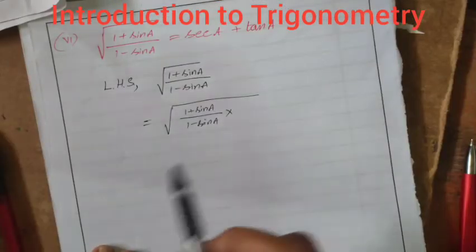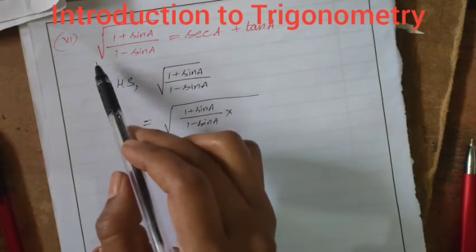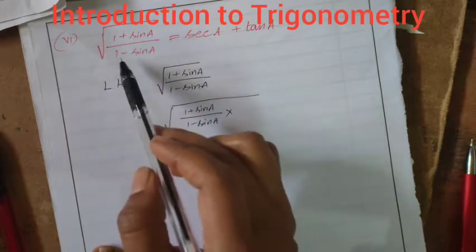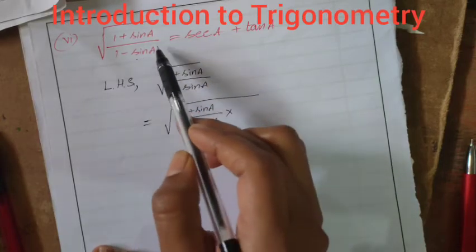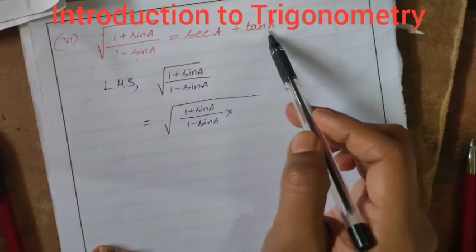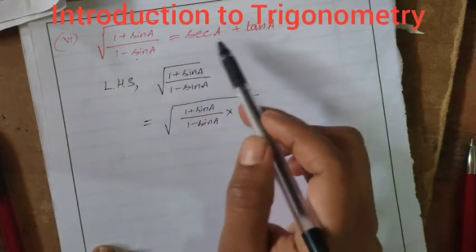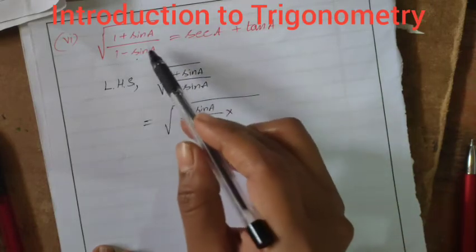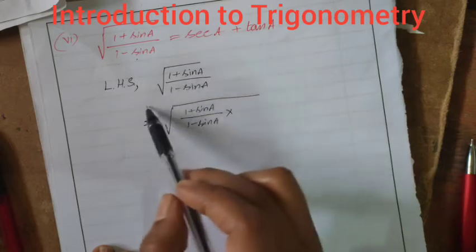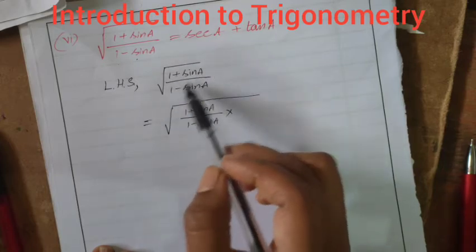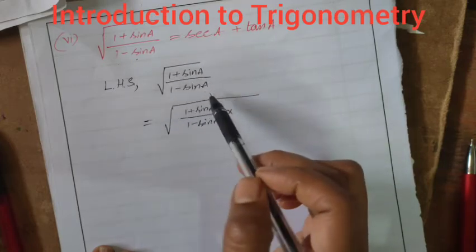Students, now we are going to the 6th problem. Square root of 1 plus sin a divided by 1 minus sin a equal to sec a plus tan a. You can prove this problem. Here I select LHS. LHS is the square root of 1 plus sin a divided by 1 minus sin a.